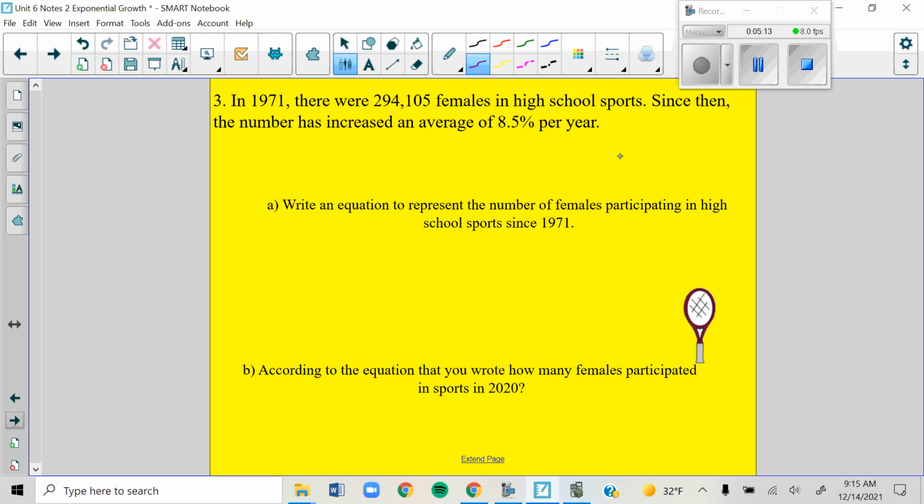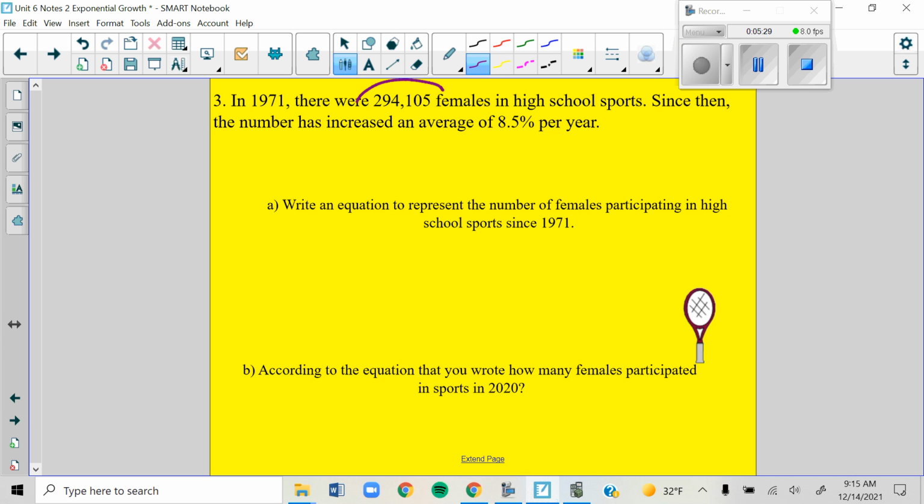So let's go ahead and look at some word problems then. In 1971, there were 294,105 females in high school sports. Since then, the number has increased at an average of 8.5% per year. So it says write an equation to represent this.